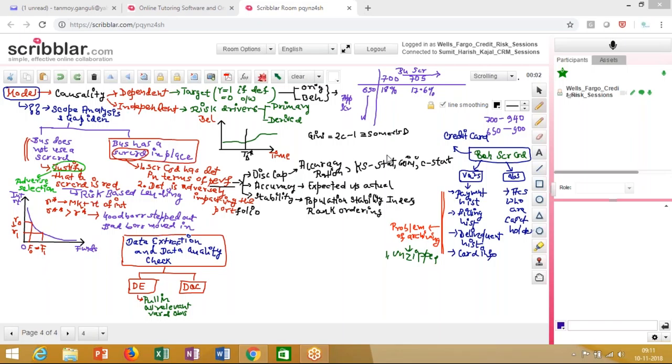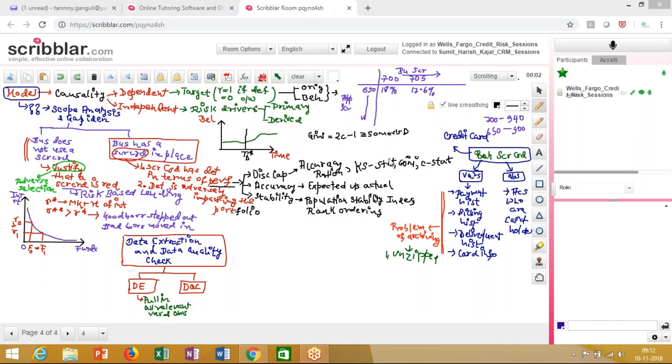So for application scorecard, what should be the type of variables? For behavior scorecard, what should be the type of variables and so on. In today's discussion, we will be focusing in greater detail on data extraction and the data quality check. The first stage in scorecard development is the scope or gap analysis, scope analysis and gap identification. And the second exercise is the data extraction and data quality check.